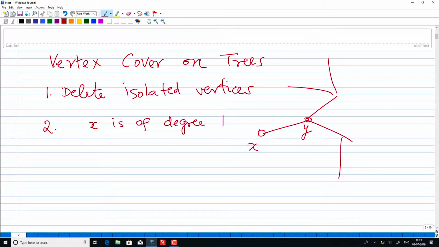I will point to somebody and ask. Okay? And if you are not clear, you raise your hand and ask me. Otherwise, I will point to somebody and ask. So if I have a vertex whose degree is 1, the suggestion is that take y into the solution. You are trying to find a minimum vertex cover. Take y. Why should I take y?